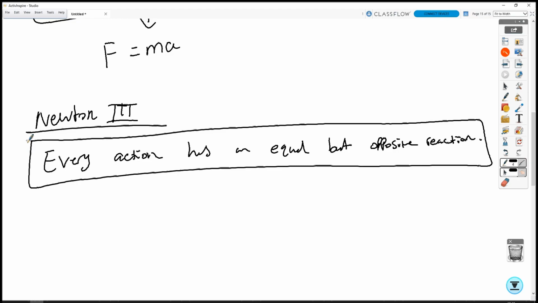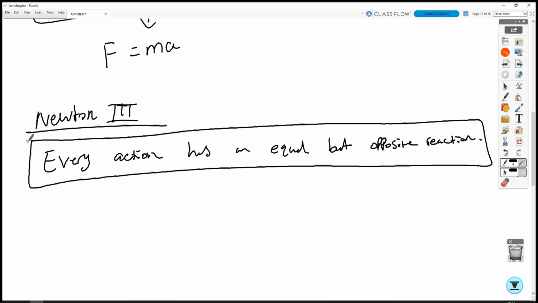To be a Newton third law pair of forces, it has to meet these conditions. Number one, they have to be equal in magnitude. Now the example I gave is equal in magnitude. Number two, they must be in opposite directions. Again, the example I gave meets that condition. Number three, it has to act on different bodies.